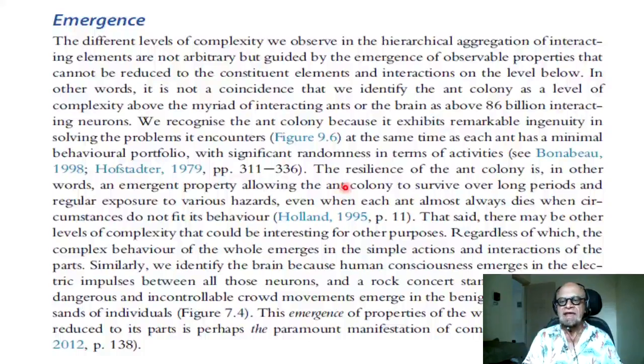The resilience of the ant colony is, in other words, an emergent property allowing the ant colony to survive over long periods and regular exposure to various hazards, even when each ant almost always dies when circumstances do not fit its behavior. So there's a lot written about these eusocial insects like bees, ants, and so on by Edward O. Wilson, who died a few years ago.